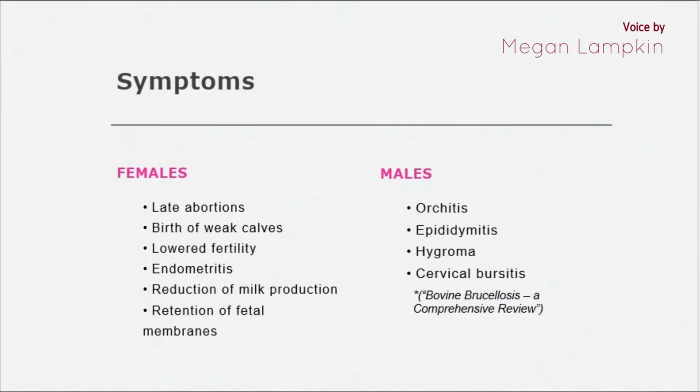Infected females may become infertile or have great difficulty becoming pregnant. Abortion within the last trimester of pregnancy is a predominant sign. Reduced milk yield is also commonly seen, and inflammation of the uterine lining and persistent vaginal discharge may also be present. Males develop epididymitis, infecting part of the testicles.